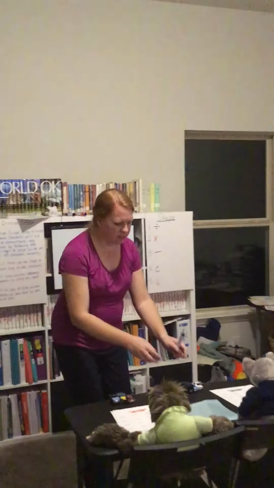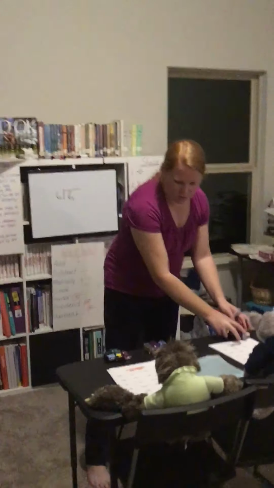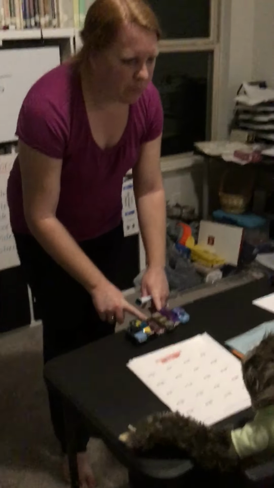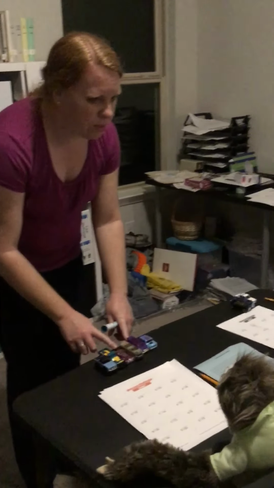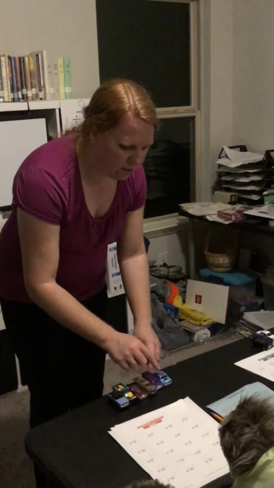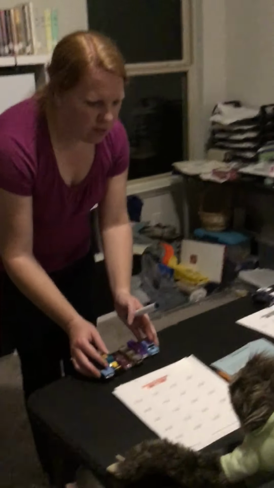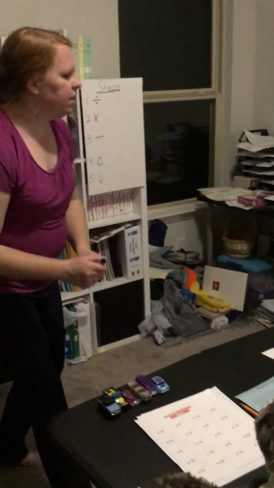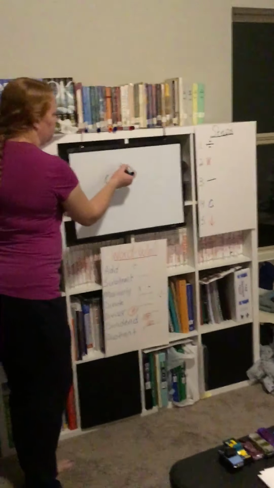Let's look at our cars again. We have 6 cars here. How many groups of 6 can we make? 1, 2, 3, 4, 5, 6. How many groups is that? 1, correct. It can only go in 1 time.